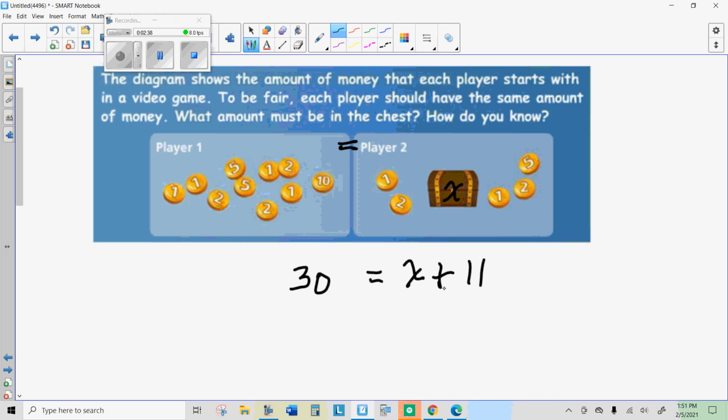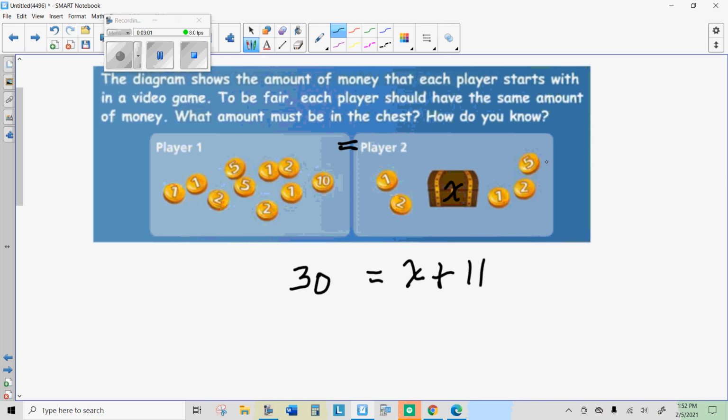Now, last year when you were solving equations, you would just backtrack. You would do 30 minus 11 to get the answer. In the end, when you have a simple equation like this, I'm going to let you do it that way. But I want to demonstrate this idea of this new type of solving equations called the balancing method. And it totally makes sense for this problem.